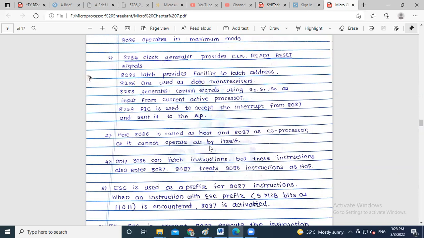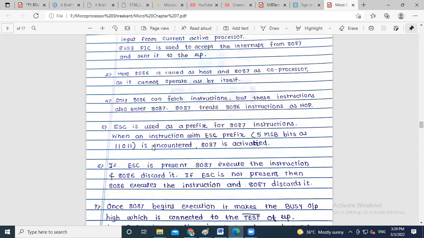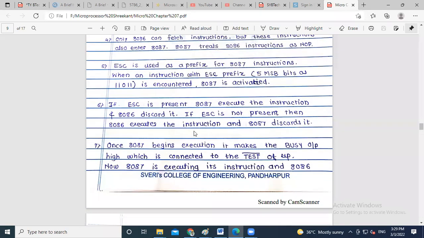In the next features of interfacing, the 8086 is called the host and the 8087 is called the coprocessor, as I already said, because of the master and slave concept. Only the 8086 can fetch the instructions because it is the main processor. But these instructions also enter the 8087 because it is a coprocessor and accepts all the instructions sent by the 8086 main processor. So the 8087 treats the 8086 instructions as a numeric data processor. Here an escape is used as the prefix of 8087 instructions. When an instruction is prefixed with the escape code, the coprocessor 8087 is activated. So if the escape is present, the 8087 executes the instruction and the 8086 discards it.